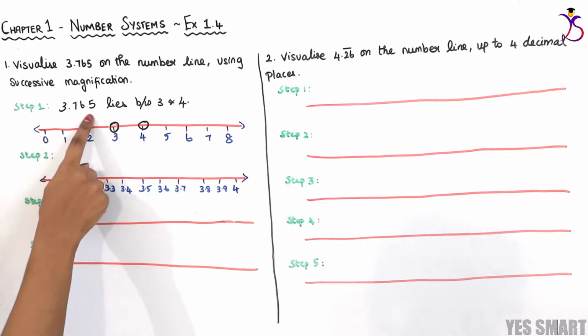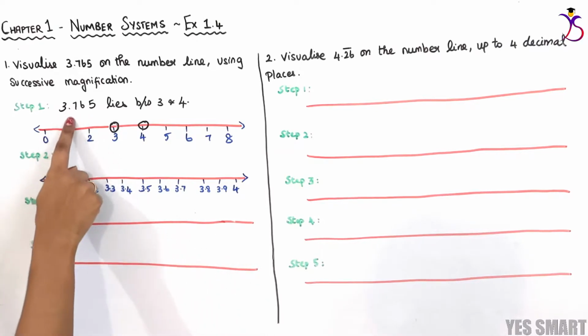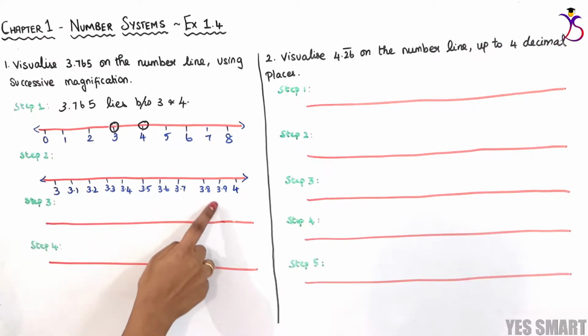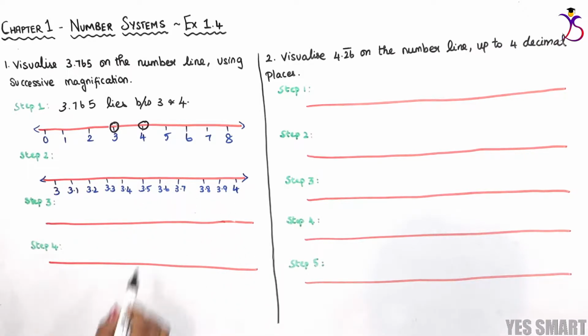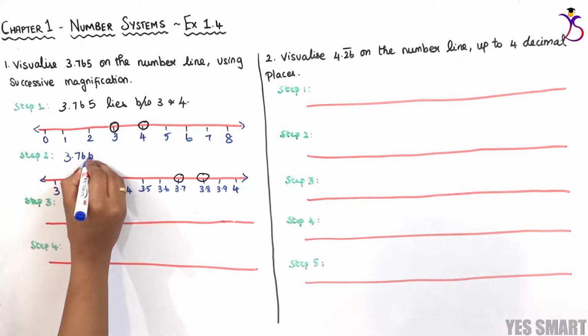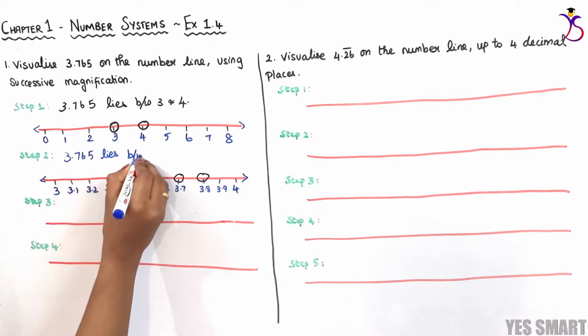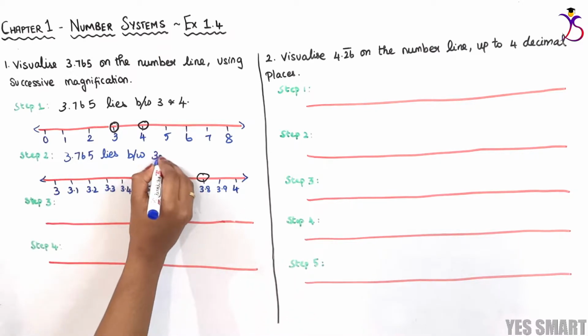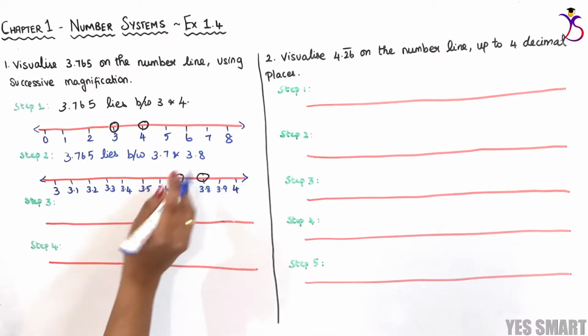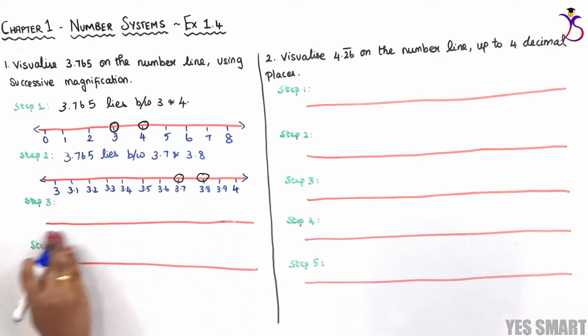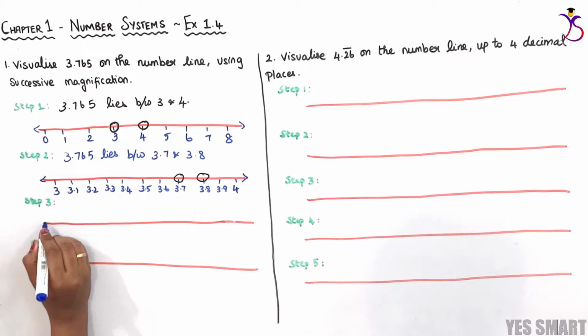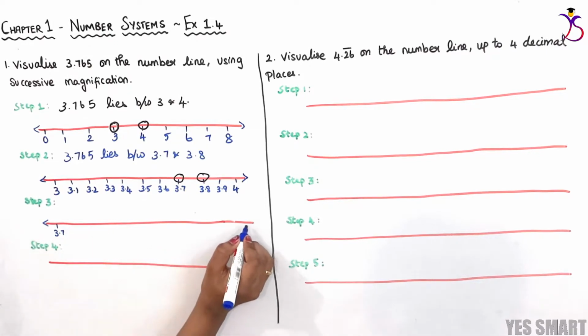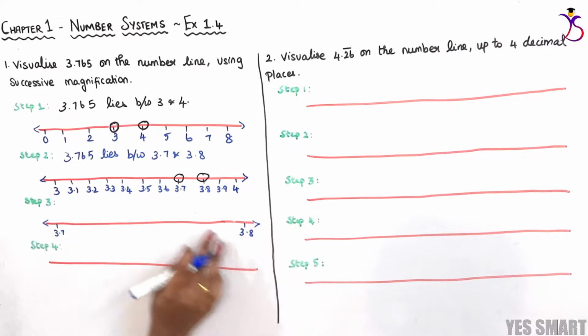Now let's look into the question. 3.765 lies between 3.7 and 3.8 because 3.765 is greater than 3.7 and lesser than 3.8. So 3.765 lies between 3.7 and 3.8. Now in the third step, we are going to magnify 3.7 and 3.8. So let's start the number line with 3.7 and we will write till 3.8. Now with two decimal places, we are going to fill in the in-between numbers.